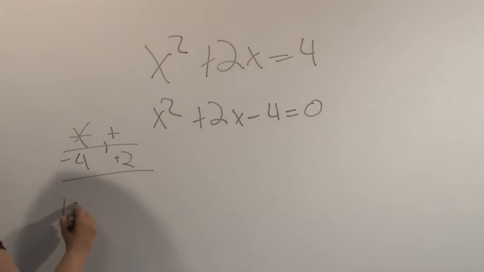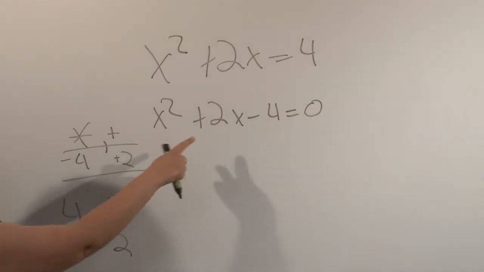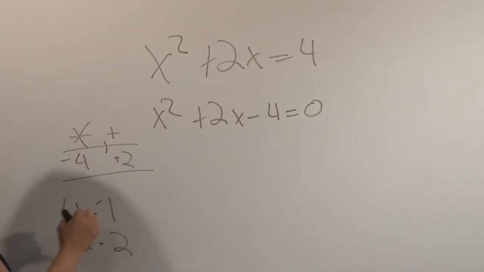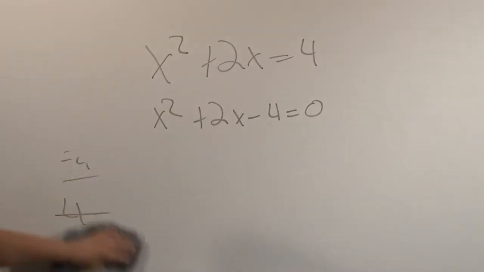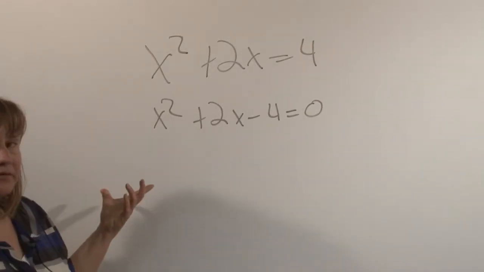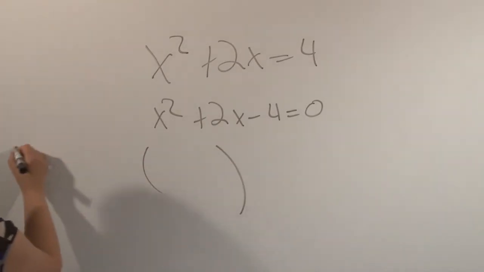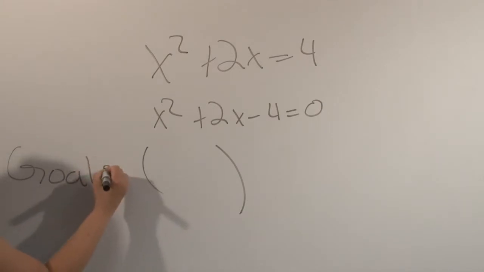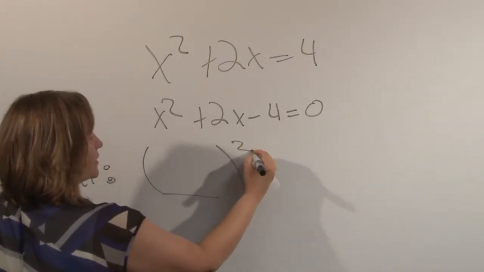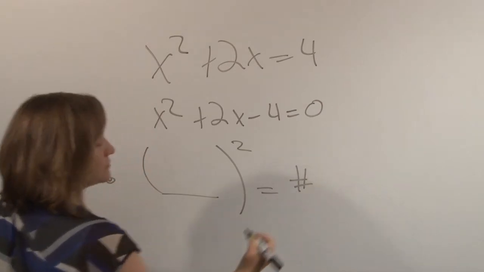Well, for 4, we have 4 times 1 and 2 times 2. With the negative, we could have opposite signs. 4 minus 1 is 3. A negative 4 plus 1 is negative 3. That won't work. And 2 plus 2 is 4, and 2 minus 2 is 0. So there's nothing that will work factoring. But remembering that for completing the square, we have a goal. Our goal is to have something squared equaling a number.